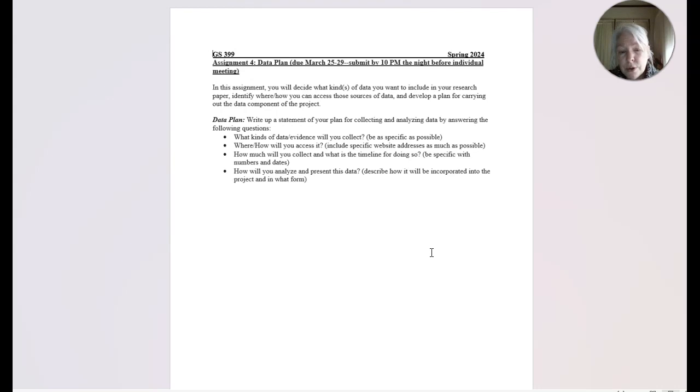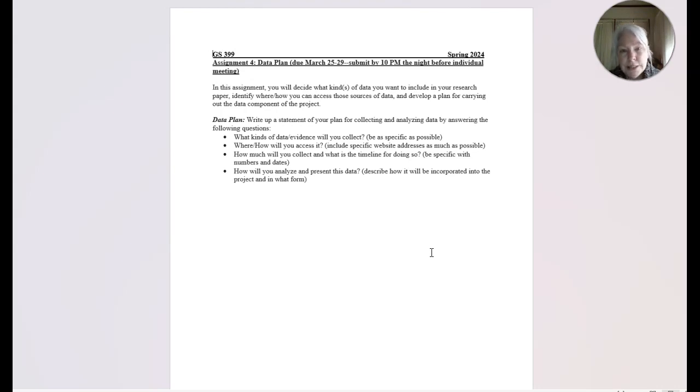How much data will you collect and what's your timeline, right? We're getting well into the semester at this point. So it's about identifying these sources and also figuring out what is the work involved in processing that information and when can I get that done by so that I can make sure I fold it into writing my outline and my first draft, which is what's coming up after this, okay?